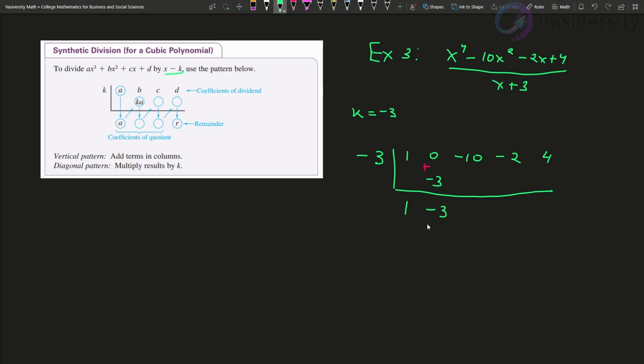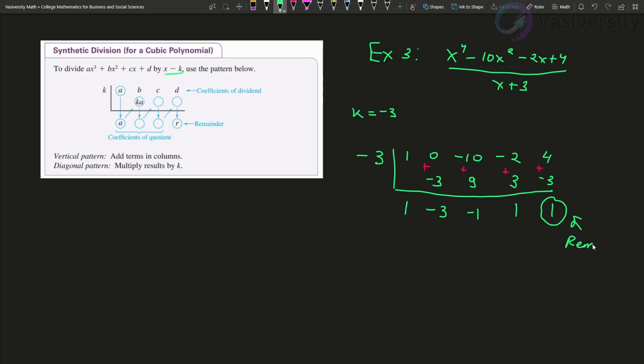Perfect. Now we have -3 times -3. That's 9. So we add them again. -10 plus 9 is -1. Then -1 times -3 is 3. We add them once again. -2 plus 3 is 1. 1 times -3 is -3. And now we are adding them once again. 4 plus -3 is just 1. So this is our remainder.